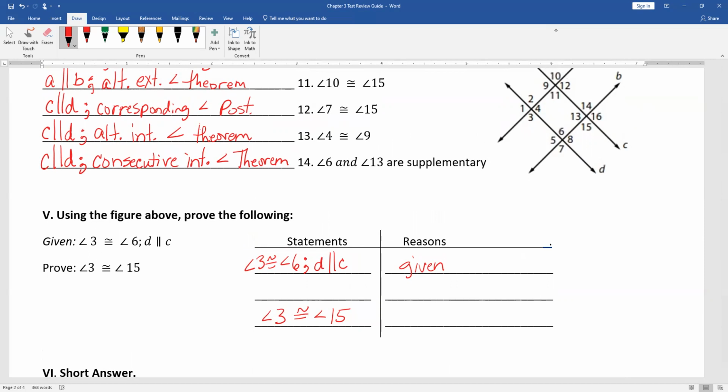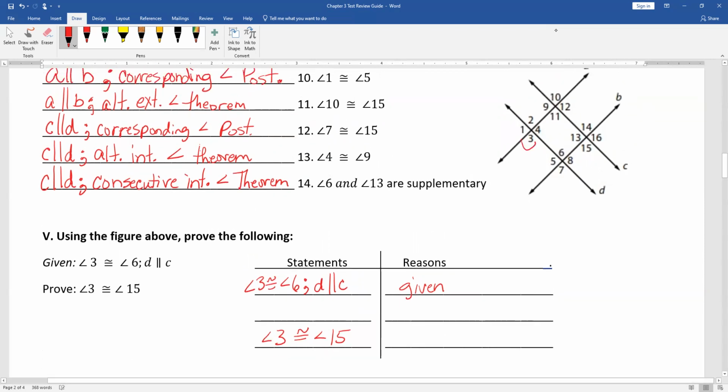So first off, let's go ahead and mark angle 3 is congruent to angle 6, and we know that D and C are parallel. All right. So how do we get from angle 6 to angle 15?